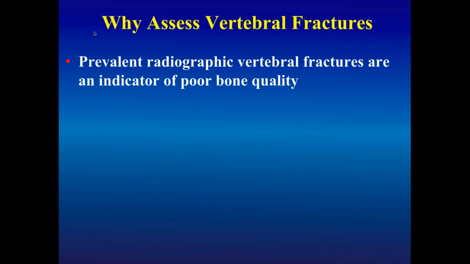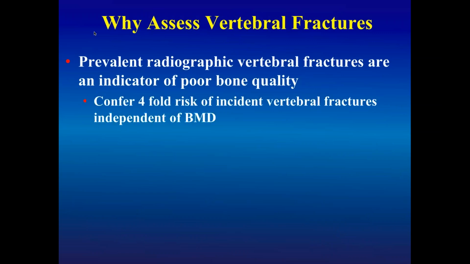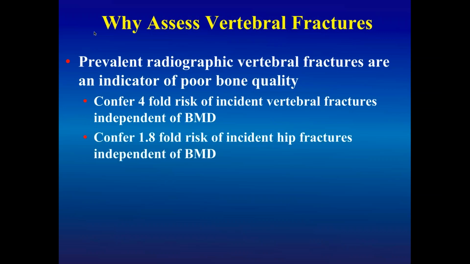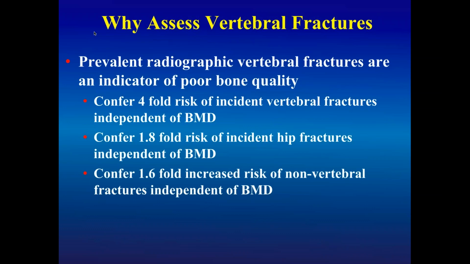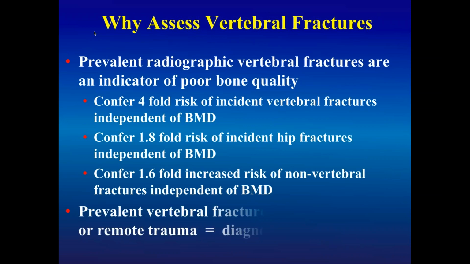Now, prevalent vertebral fractures are an indicator of poor bone quality. In fact, one of the best clinical indicators of poor bone quality. They confer a fourfold risk of incident vertebral fractures independent of BMD, and they confer a 1.8-fold risk of incident hip fractures independent of BMD, and similarly confer a higher risk of non-vertebral fractures. Again, largely independent of BMD.